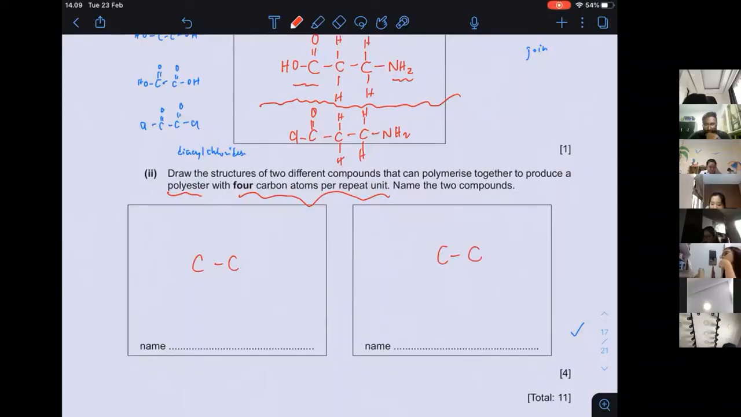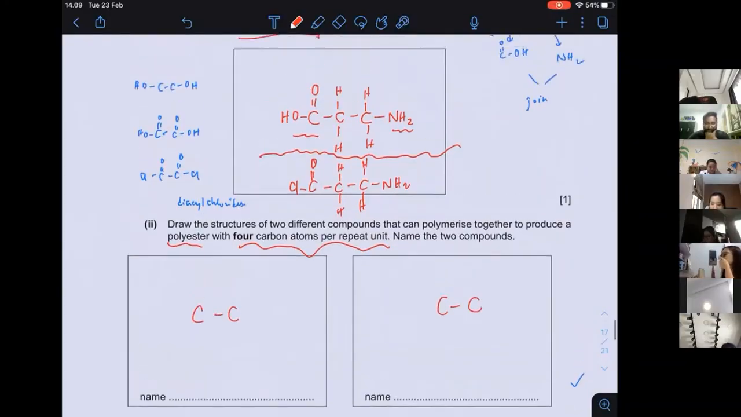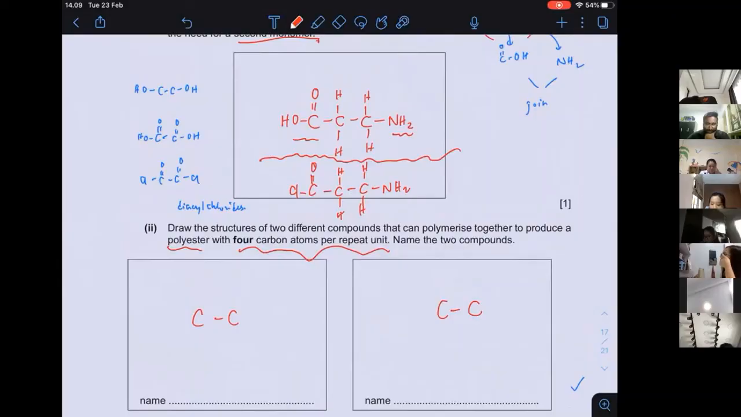So I can use a lot of combinations. Maybe I can use something related to a diol, OH and OH. Then they react with something that involves the dioic acid, so they can also give you the polymer. This is not in the same molecule; now they are different monomers.